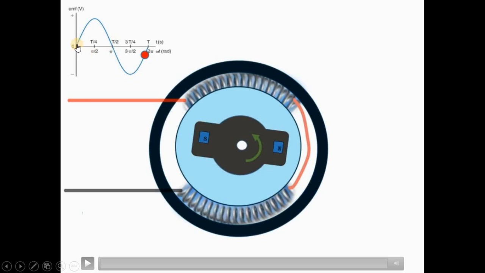When the coil comes under the influence of first north pole and first south pole, one cycle. When the coil comes under the influence of second north pole and second south pole, second cycle.